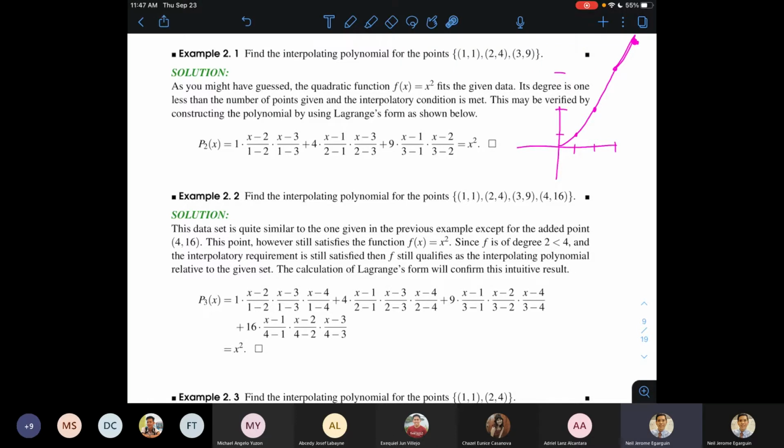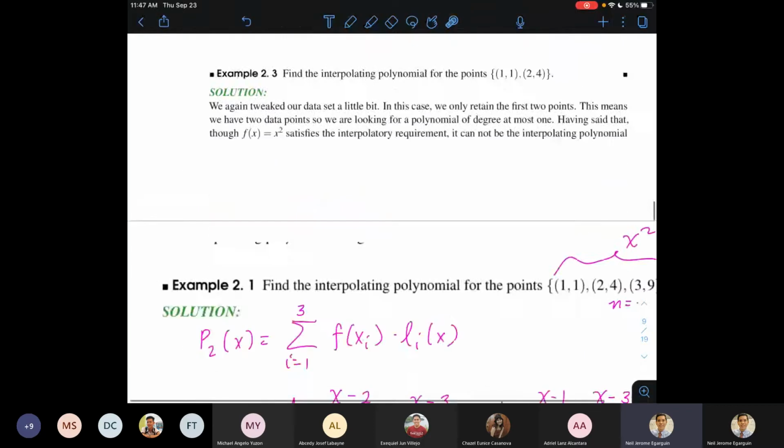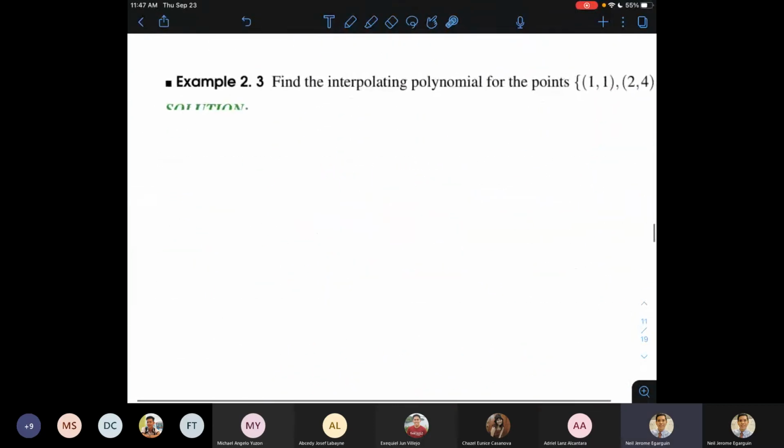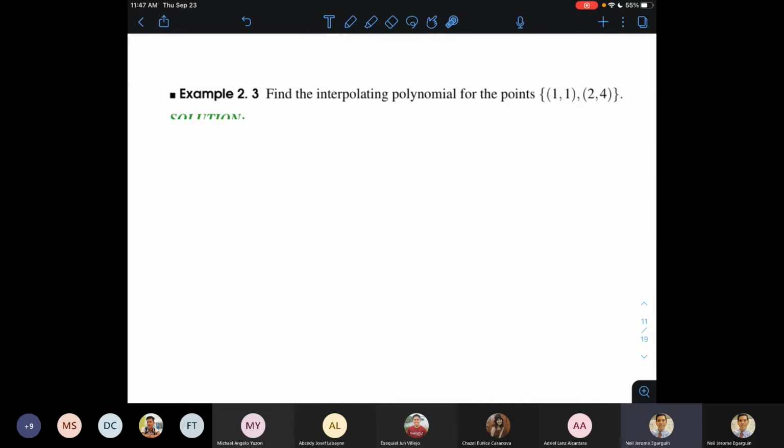Now, what will happen if I say decrease the data points? And that's example number 3. Let's try here, example number 3. Tinanggal ko yung pangatlong data point. So I only have 1, 1, and 2, 4 as my data points. Okay? Kahit alam natin na x squared pa rin yung behavior niya, kasi 1 squared is 1, 2 squared is 4. But at this point, meron lang tayong dalawang data points. So yung interpolating polynomial that I am expecting out of these 2 data points will just be at most a linear function. All right? Kasi 2 data points, so we expect a linear function.